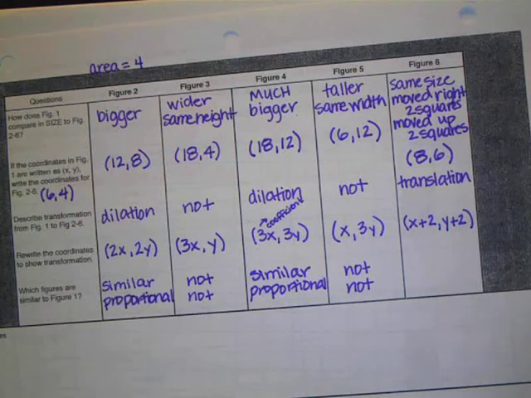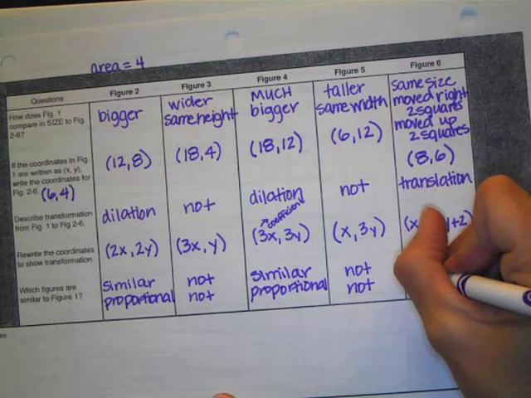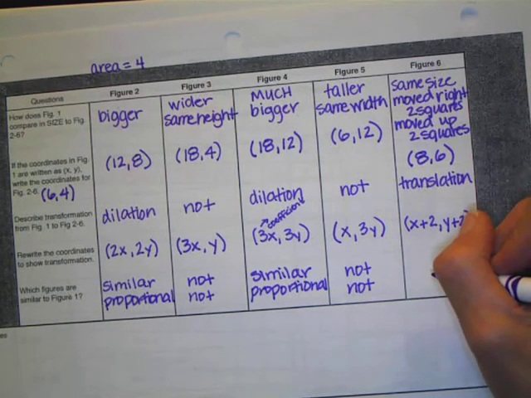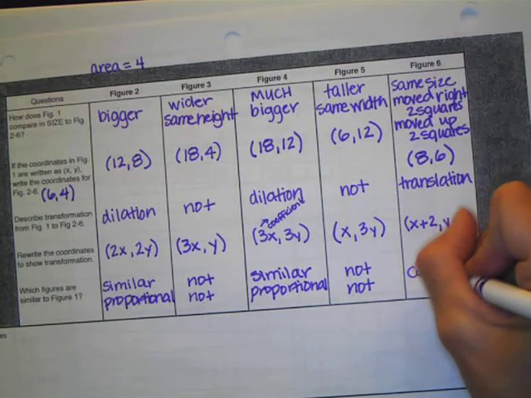What happened to the shape, though? The shape stayed the same. What's the mathy word for staying the same? Similar. No, staying the same. Congruent. There we go.